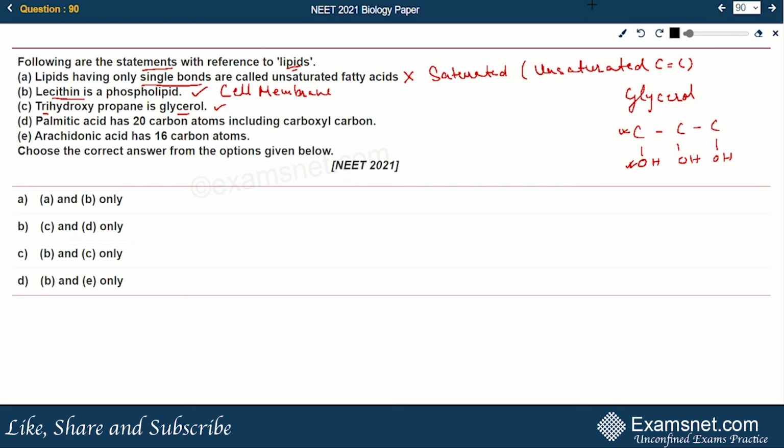The fourth statement is palmitic acid has 20 carbon atoms including carboxyl carbon. This is not true. Why? Because palmitic acid has 16 carbon atoms, including the carboxyl carbon. And the last statement is arachidonic acid has 16 carbon atoms. This is also not true. Why? Because this acid has 20 carbon atoms. So how many are correct? Only 2, B and C. Therefore, the correct option will be C here.